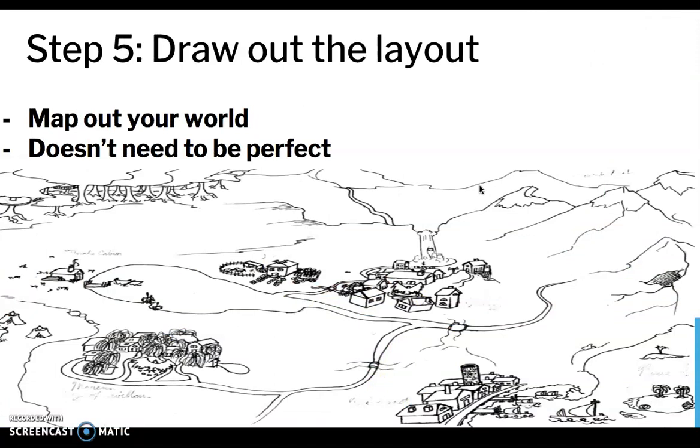And then step 5, drawing out the layout, right? Just like with the writing process, we have a pre-writing process. So when you map out the world, it doesn't need to be perfect. Like even the one that I posted on this presentation, even this is pretty detailed. It doesn't even need to be this detailed. You can just use random polygons, squares, triangles, circles to really map out your idea.